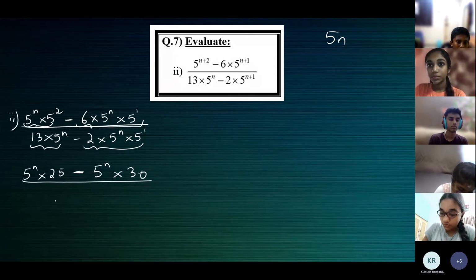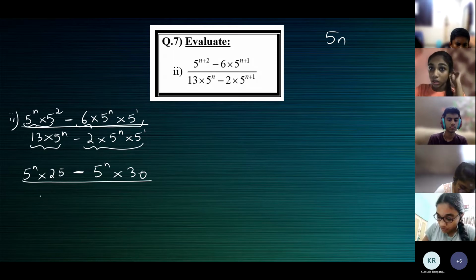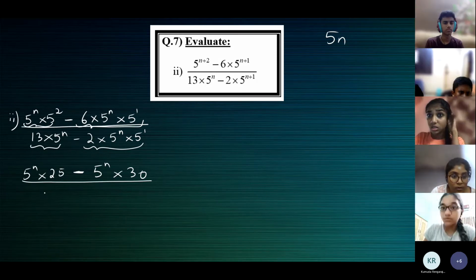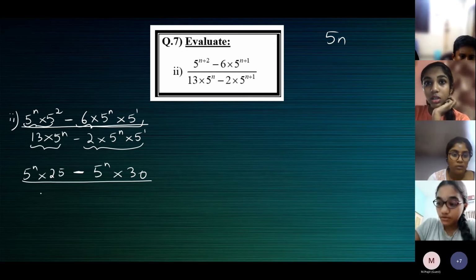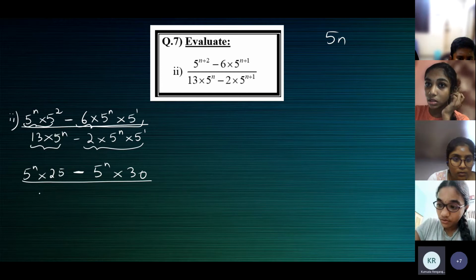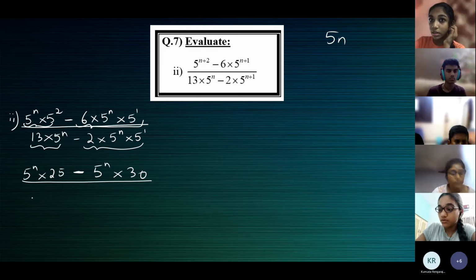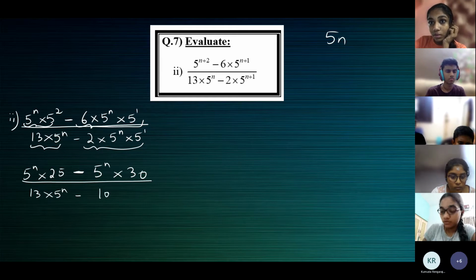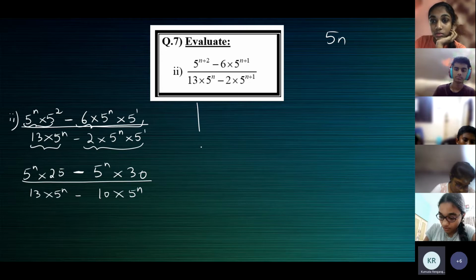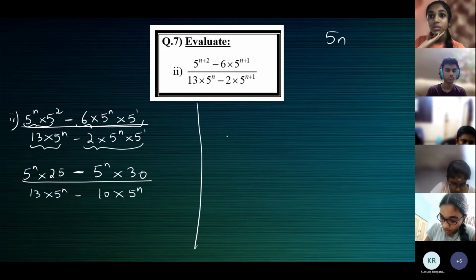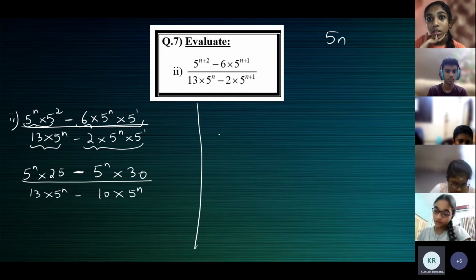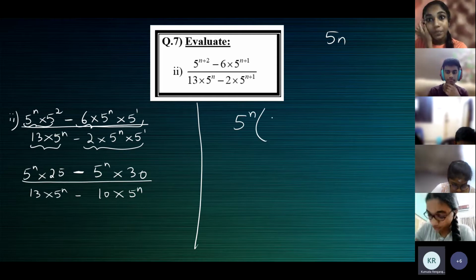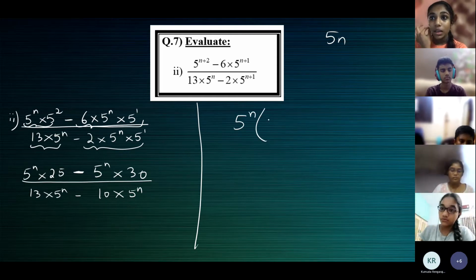Divided by 13 into 5 to the power n minus 5 to the power n into 10. Okay, now take out common. What's common in the numerator? Take out the same thing common in the numerator and denominator. 5 to the power n. So what will come in the bracket?